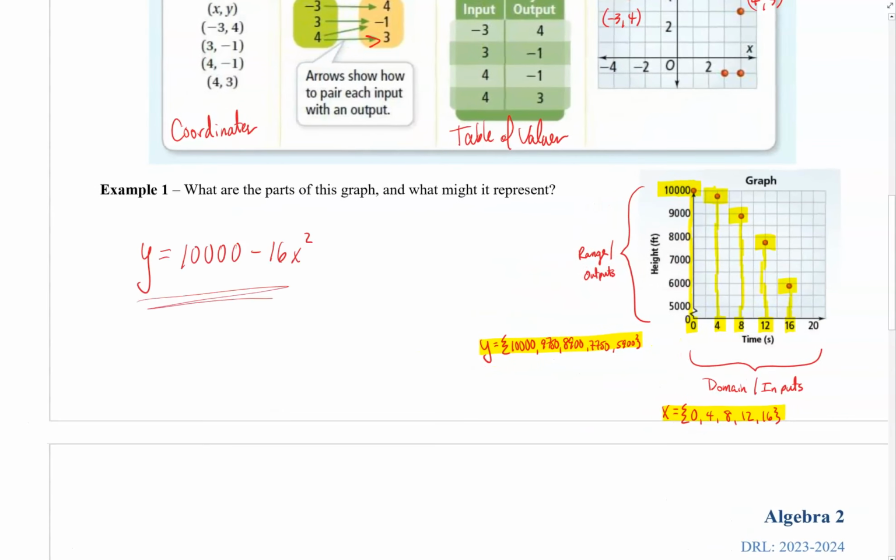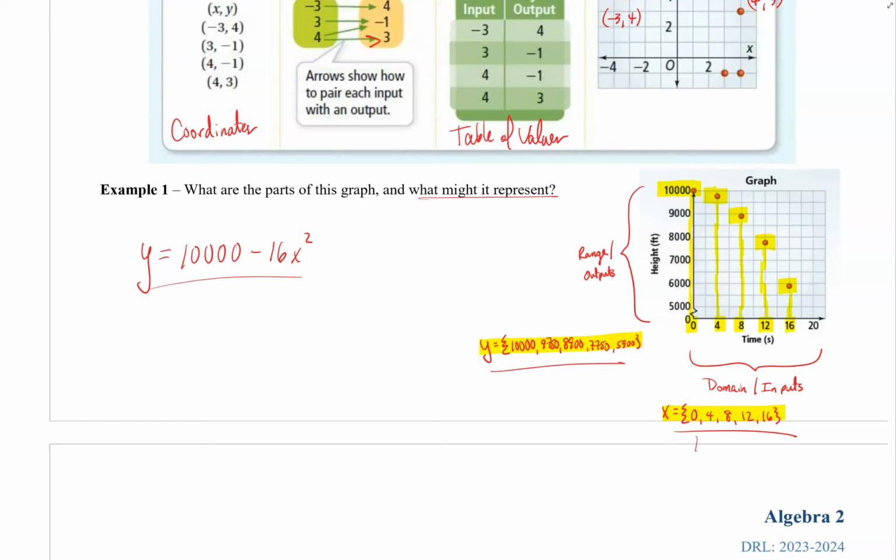Now with some further analysis, we might find that this is the equation that produced these coordinates. And the question that we asked earlier is, what might this represent? Well, even if you didn't know the equation, you might have a guess in mind, but with the equation it might become a little bit more clear. But to me it looks like this relation represents the time as an input and the height as an output, and this is probably an object that's falling, that's in free fall.